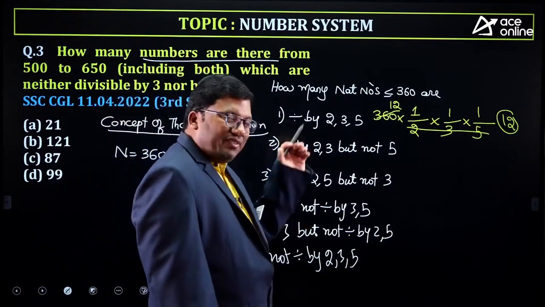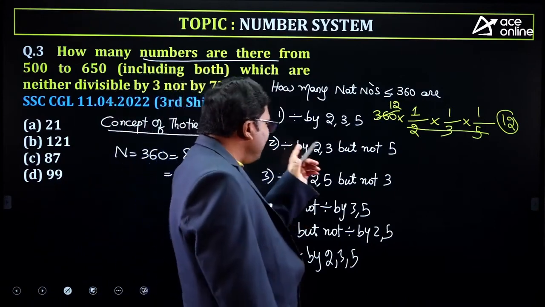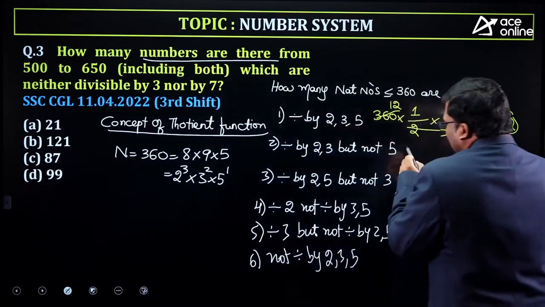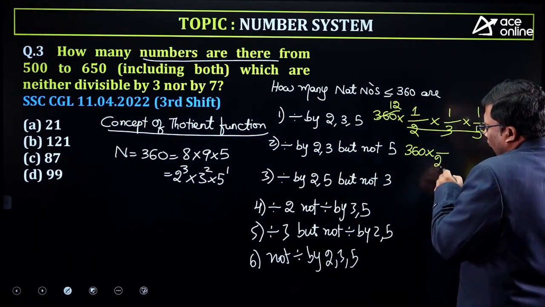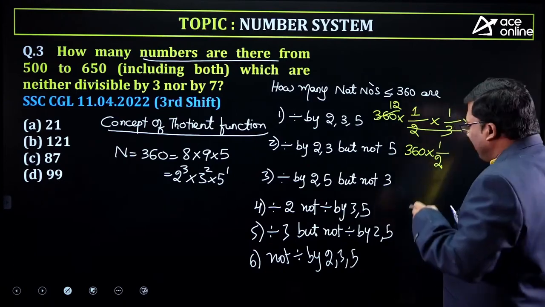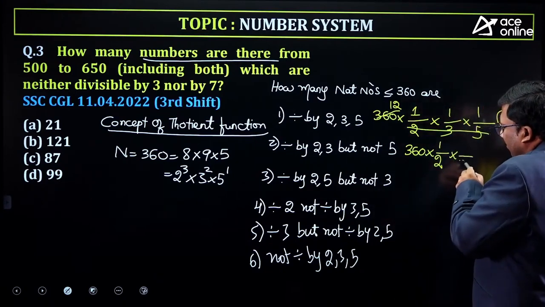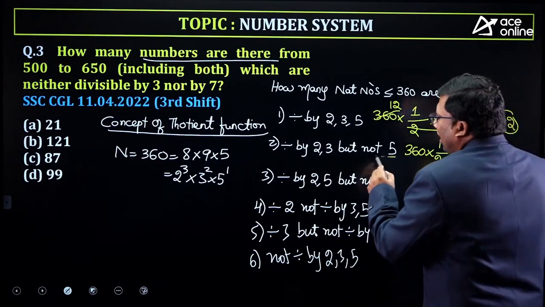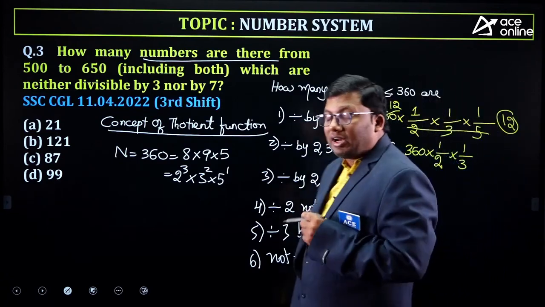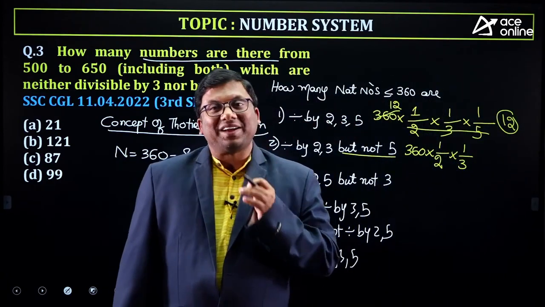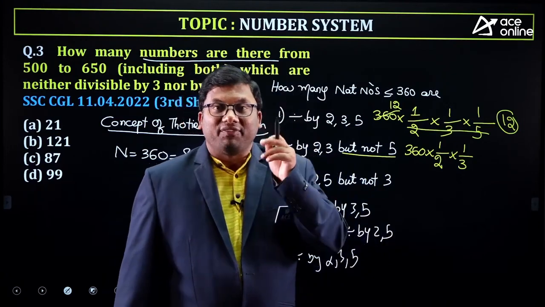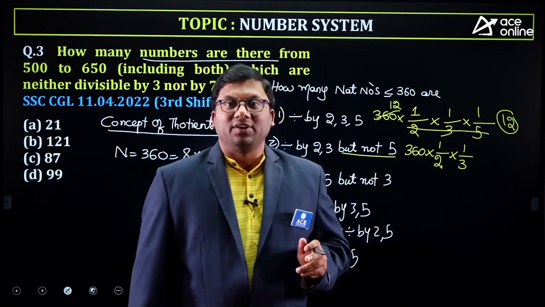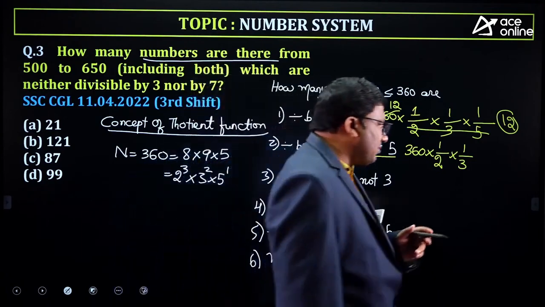Now see here, it is very easy. Divisible by 2, 3. Total 360 numbers are written. For every 2 numbers, 1 number is divisible. For every 3 numbers, 1 number is divisible. But not by 5. When I say but not by 5, for every 5 consecutive numbers, 1 number is divisible by 5. Listen carefully.